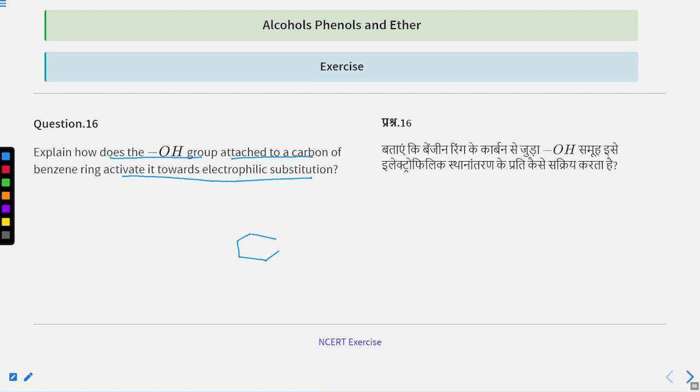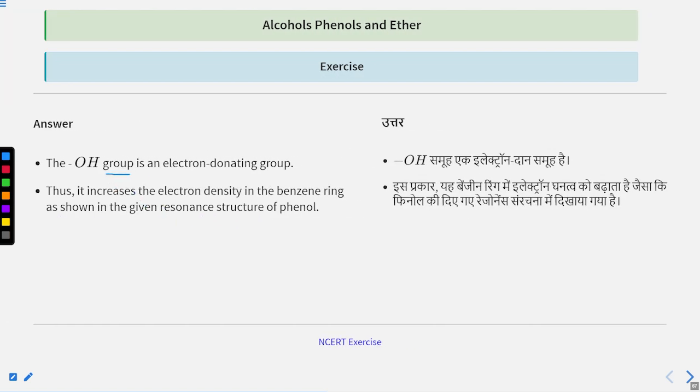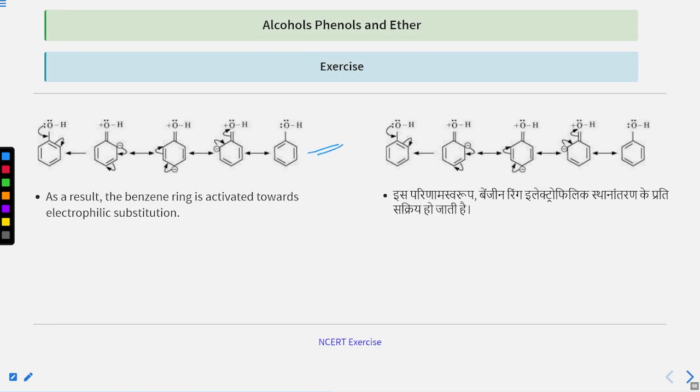The thing is very simple here. If you look at the OH group, it looks like this on the benzene. It donates electrons in the ring through the plus M effect. Due to this simple reason, the electron density increases in this benzene, and hence electrophilic substitution becomes easier. The OH group is an electron donating group, as I have told you, and thus it increases the electron density as shown in the structure of the phenol. You can see here how the electron density is being increased. Now it is more reactive towards electrophilic substitution.